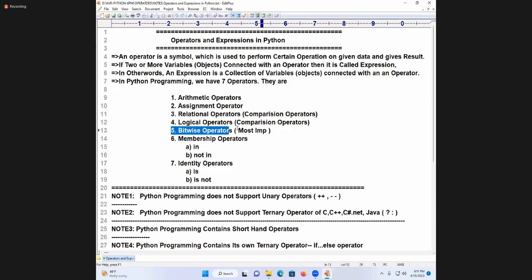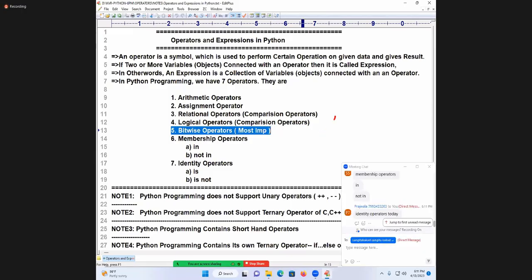These are very important. Even today, one of the students appeared for an interview in TCS. At least 3 questions came. One is an XOR question, one is a double shift, right shift operator, and one more is an AND operator. These are the 3 questions that came on this. And next, membership operators, very important in coding.